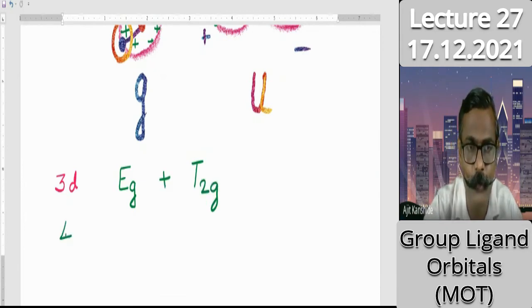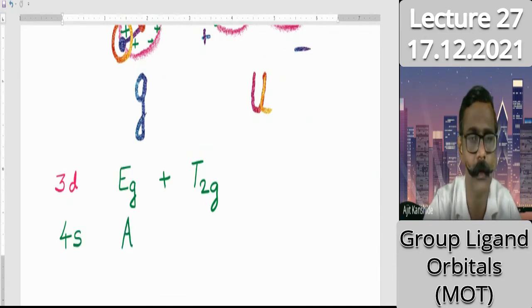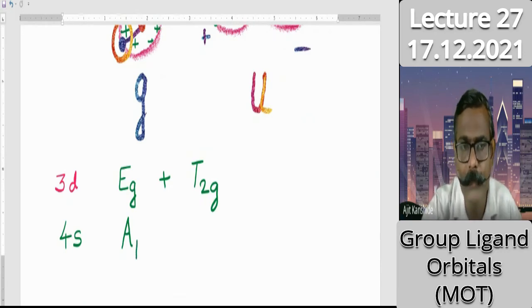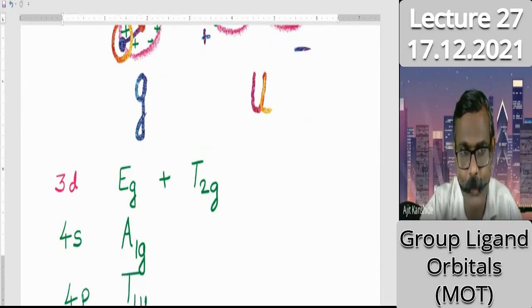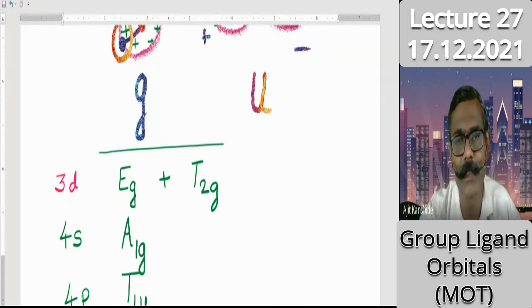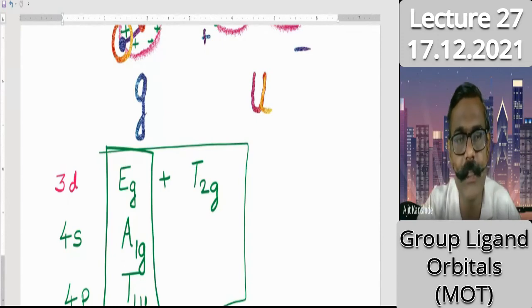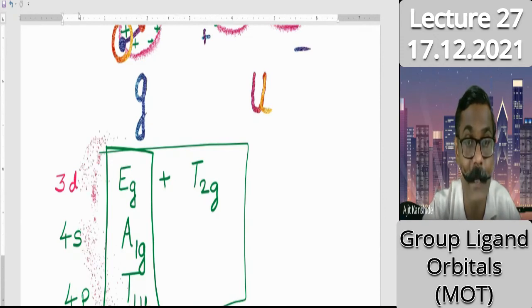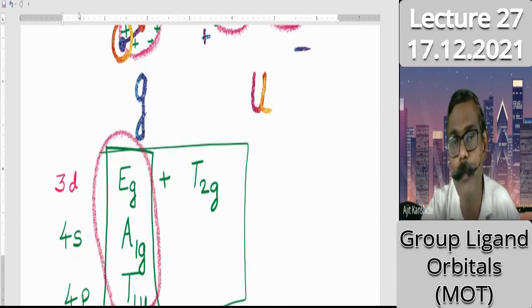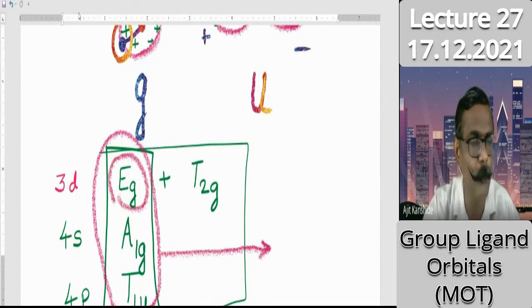If I have to represent 4s, then which symbol? 4s means only one, A1g. Now 4p, T1u. So these are the representations. Out of these, only the orbitals Eg, A1g and T1u can form sigma bonds. These are the only orbitals that can form sigma bonds. How many such orbitals are there? Just count. Eg means two orbitals.